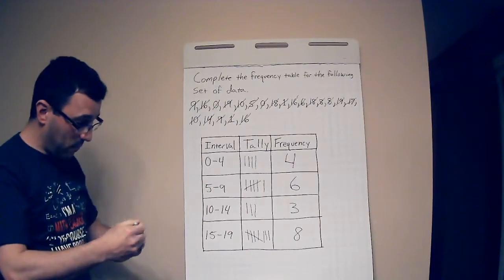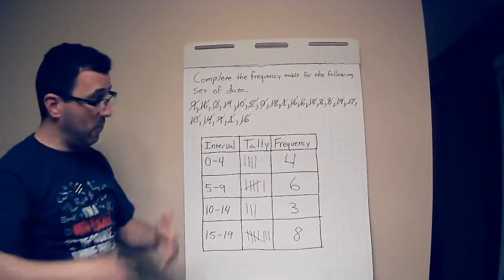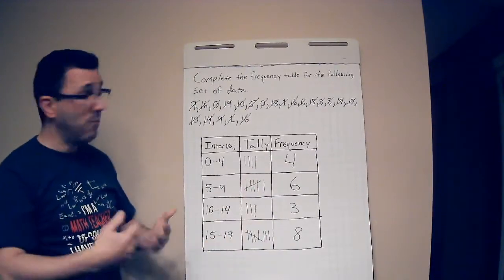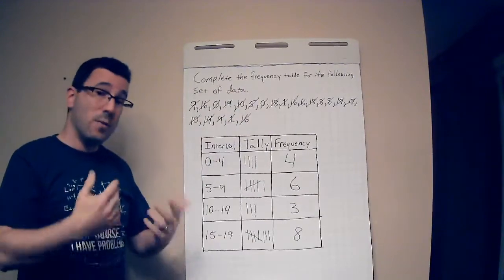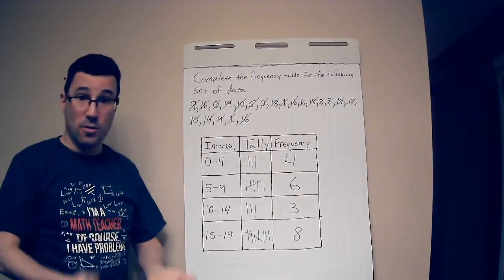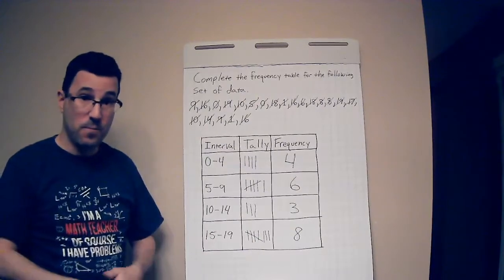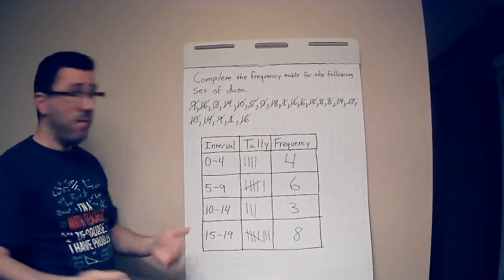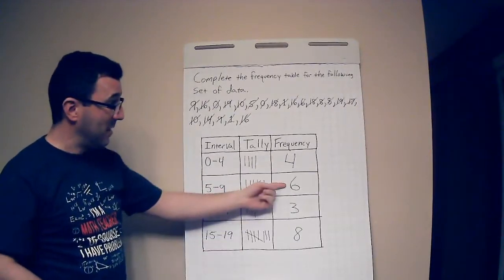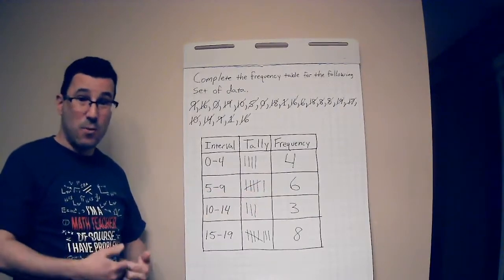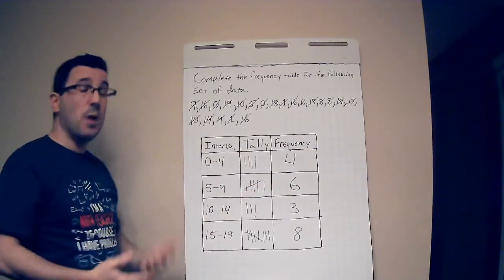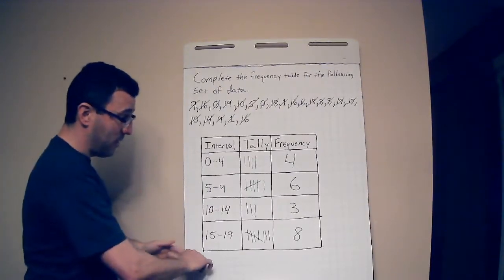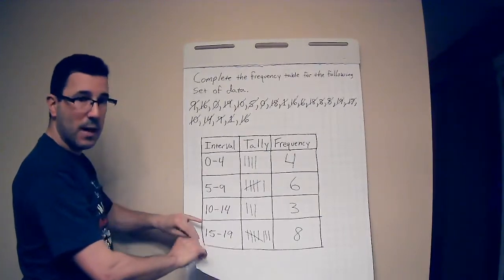Now, using that total, that 21, I could start to make a prediction of, well, if I was to choose a number randomly from this group, what's the likelihood that I would pick a certain number within a certain range? So what's the likelihood that I would choose a number between 5 and 9? Well, there are 6 numbers out of 21, so I have a 6 out of 21 chance of choosing some number between 5 and 9. And that's basically what probability is: a comparison, or the likelihood of something happening.